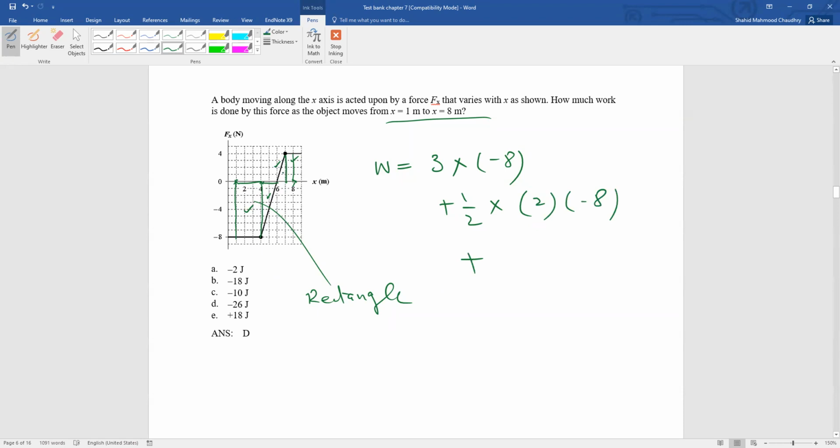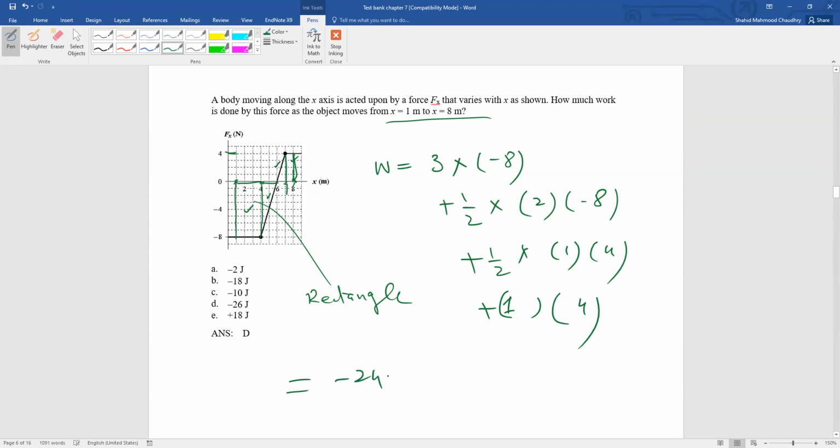Plus then this triangle. This triangle is 6 to 7, so 1 over 2 into 1 and 4. This is 4, this side. And then plus, no, this is a rectangle again. So 7 to 8 is 1, and then the upper side is 4. Now you can solve this one easily.